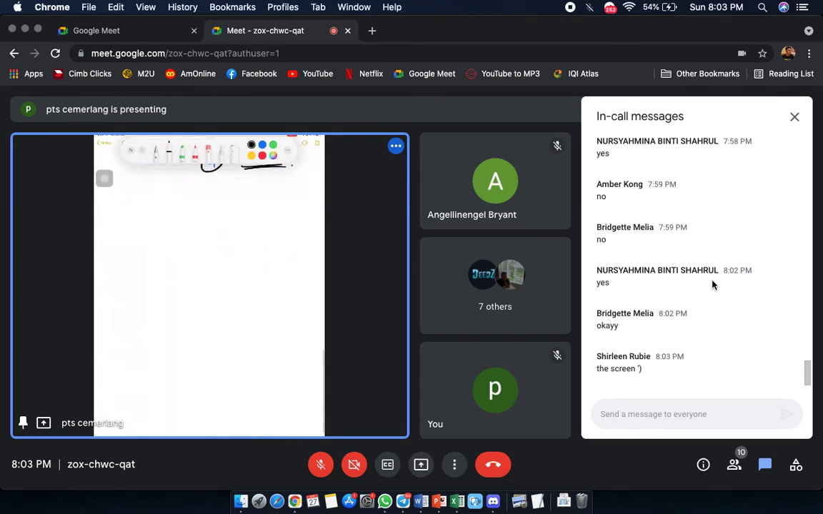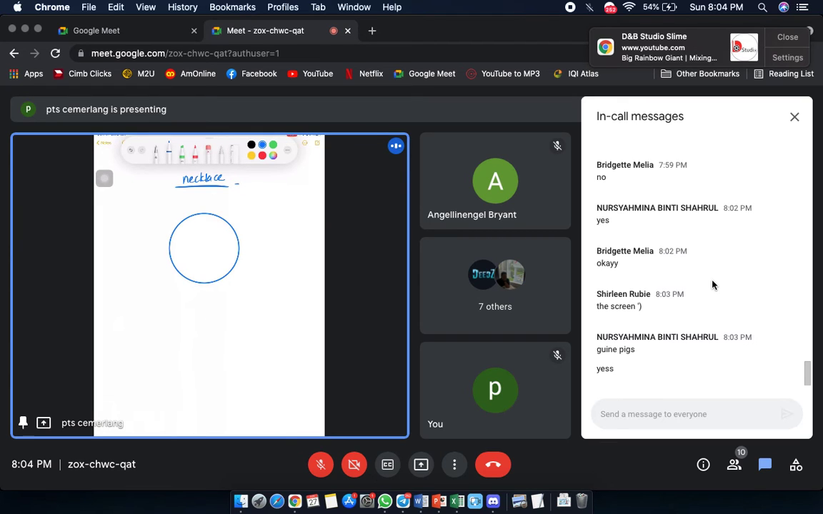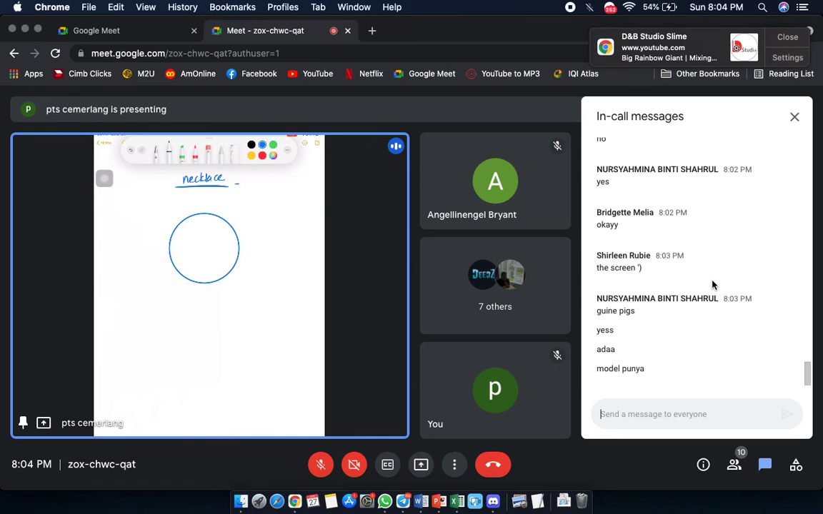Okay, let us talk about necklace problem. Necklace. Necklace bentuk bulat kan, betul tak? Necklace bentuk bulat. Ada siapa punya necklace sekarang bentuk segitiga? Triangular shape lah you punya necklace. Ada? Tak ada kan? Tak ada. Triangular shape ke bentuk model punya lah.